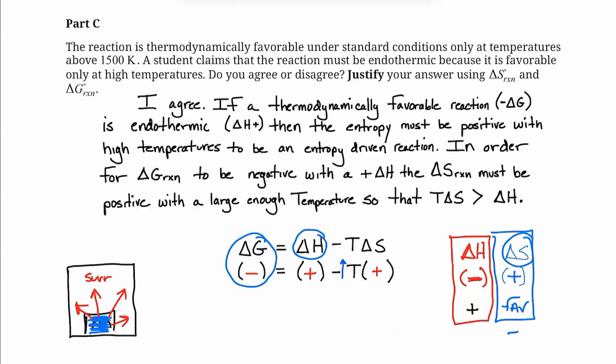So in the case where temperature is involved, we know we have one of the two. All right, let's get back to this. We know delta G is negative. That's important. And the claim is that the reaction must be endothermic because it's favorable only at high temperatures. Do you agree or disagree? If it's only favorable at high temperatures, that's really the key here. That means only is the temperature high enough to make the back part of the equation big enough to make this value negative.